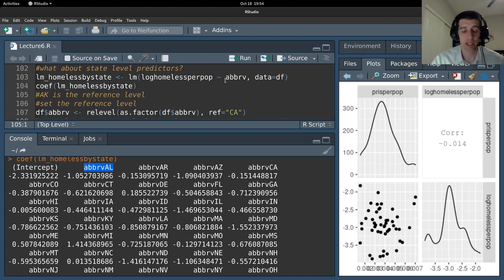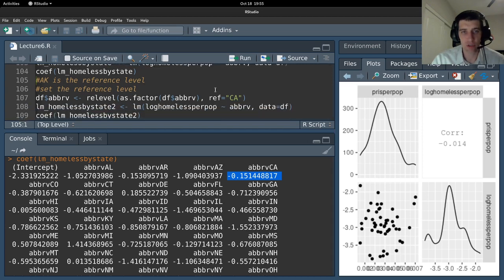R automatically made that my reference column, and so each of these contrasts is to be interpreted in the context of adjusting the log of the homelessness rates according to these numbers here. Okay, so for the log homelessness rate in California relative to Alaska, you would subtract 0.15.